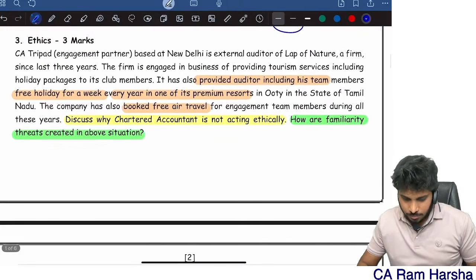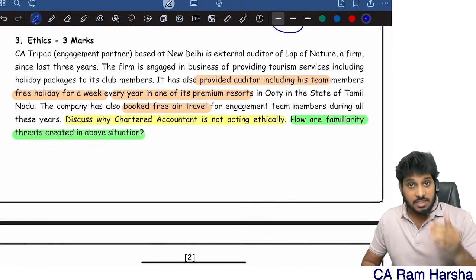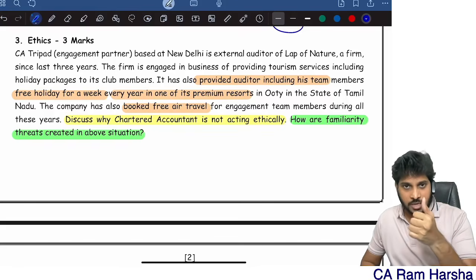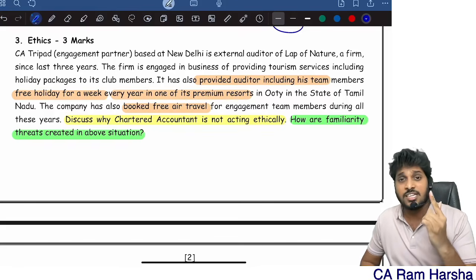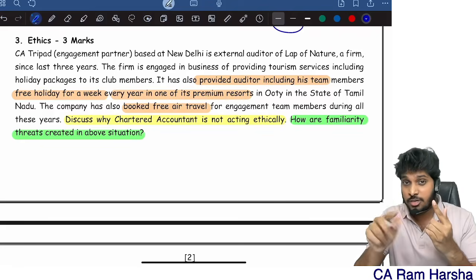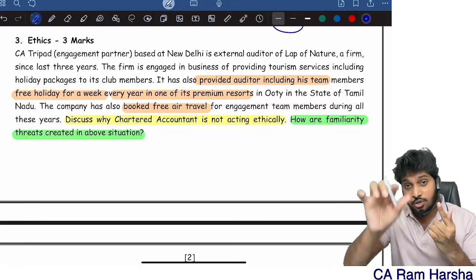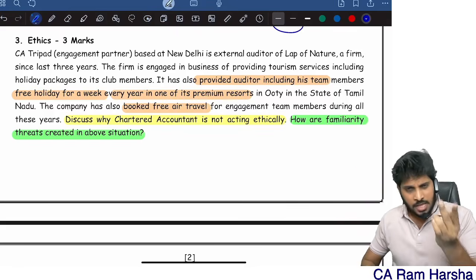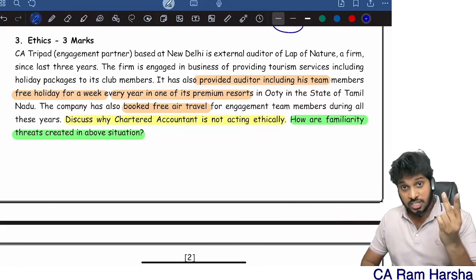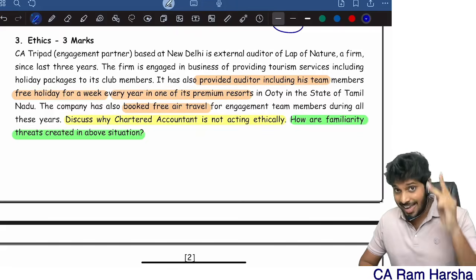Next, third question, ethics. By the way, this test number 1 is based on 3 chapters: nature, objective and scope of audit, ethics and terms of engagement. Inside that, quality control we are not covering here. Quality control is tested as part of the last test. Third one, audit report, full audit report, which includes 570 going concern discussion, CARO, all that.